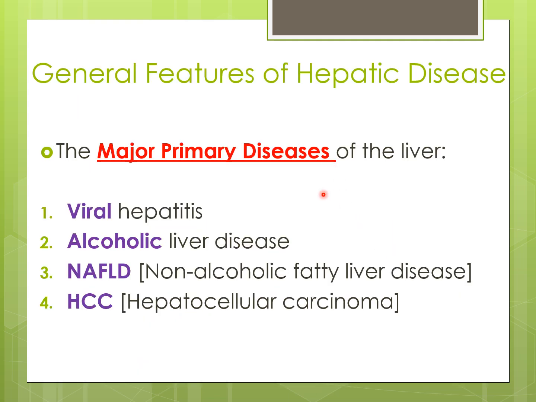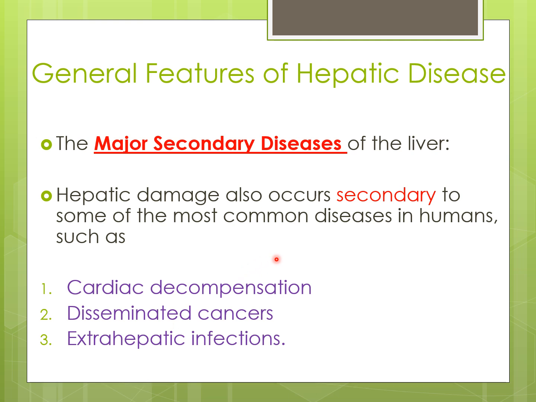Liver is primarily affected by four major diseases. They are called major primary diseases of the liver: viral hepatitis, alcoholic liver disease, non-alcoholic fatty liver disease, hepatocellular carcinoma. There are some diseases of the body which also affect the liver. So they are called major secondary diseases like cardiac decompensation, disseminated cancers, and extrahepatic infections.